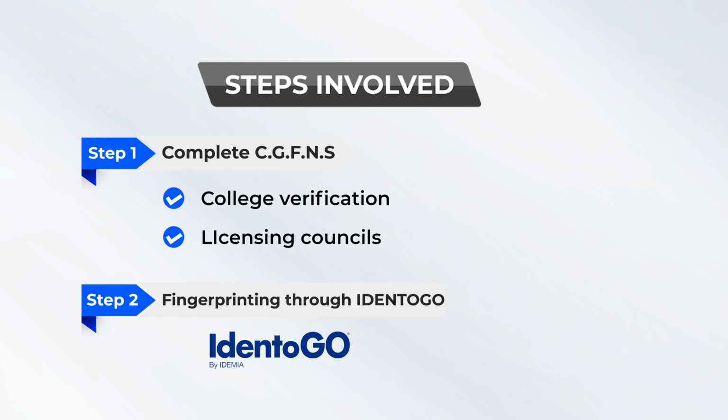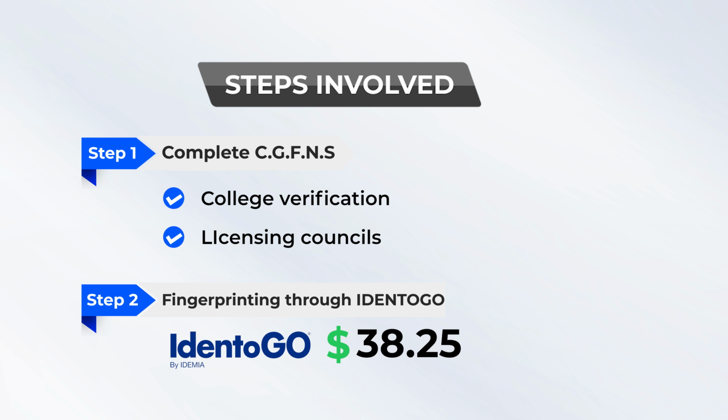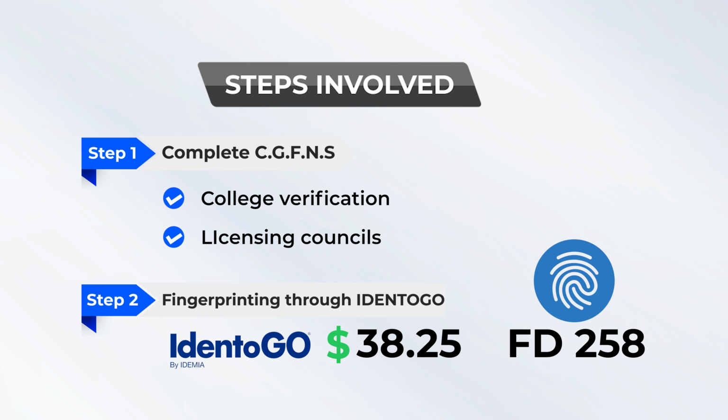Next step, step 2, that is fingerprinting through Identigo. Identigo is the company that is helping with the fingerprinting process. So we have to pay the Identigo application fee, that is around 38.25 USD. You have to do fingerprinting on an FD258 card. The FD258 card you can get from Amazon, or you can request it from Identigo, they will provide it.